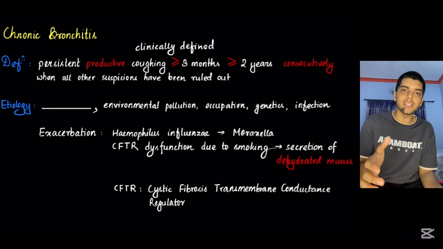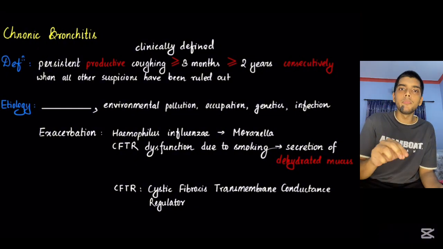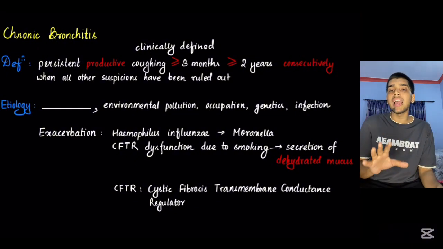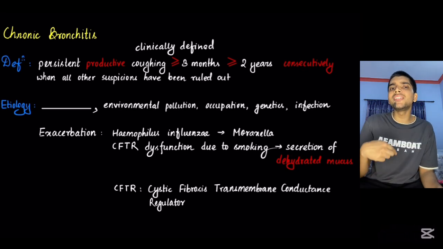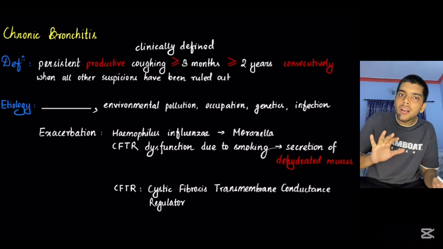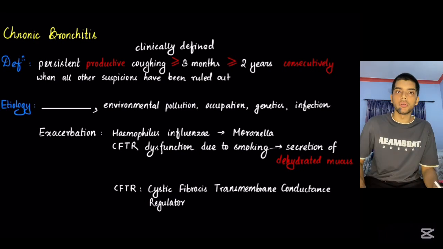Alright, one last time. What is chronic bronchitis? Clinically defined, chronic bronchitis is when a person has persistent productive coughing for at least 3 consecutive months for at least 2 consecutive years when all other possible suspicions have been ruled out.